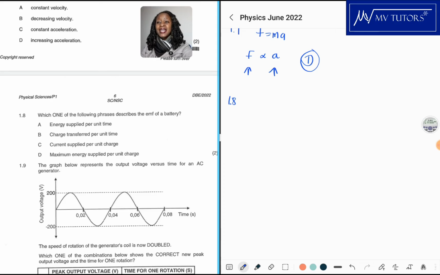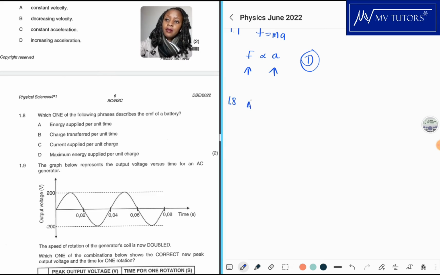So it says the energy supplied per unit time. If you have energy over time, okay, that's basically when you have power, and we normally write it as power is work per unit time. All right, so that's not really describing EMF here, okay?